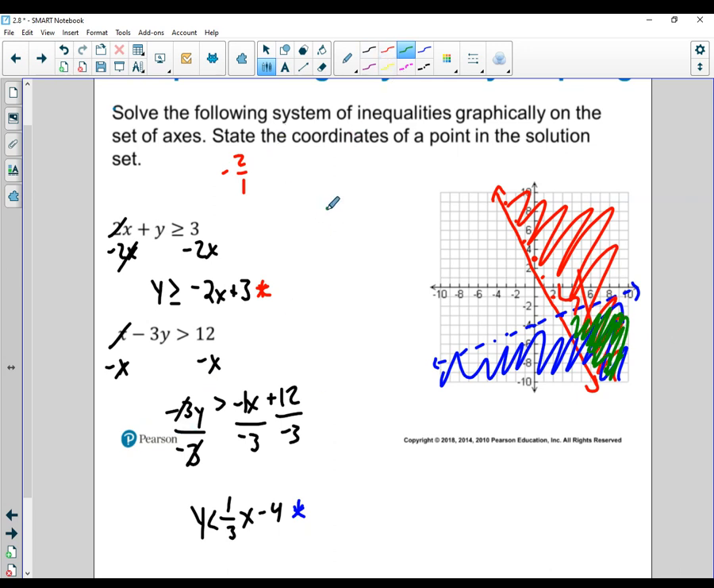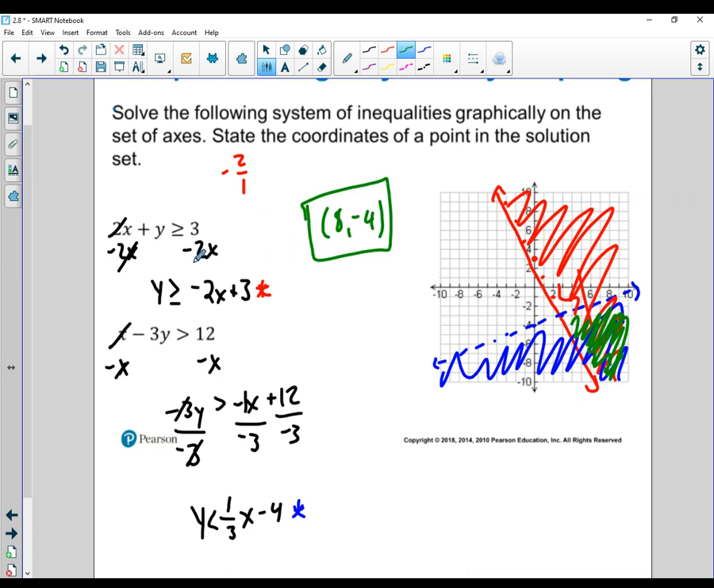And then it asks us to put a point in there, and so we just have to pick any of them. I don't know, 8, -4 looks pretty good. So 8, -4 is a point that works, right? But there's a bunch of points that work.